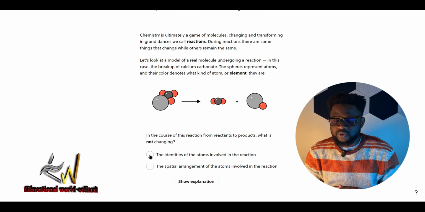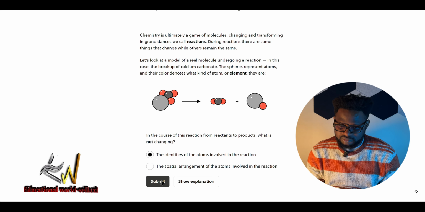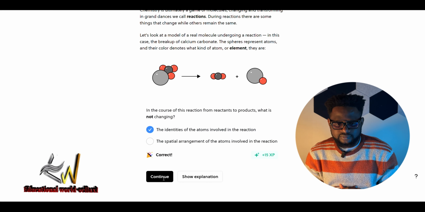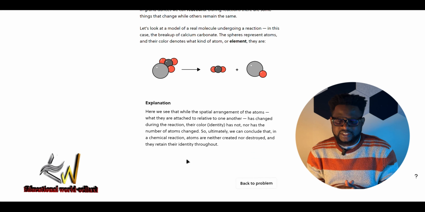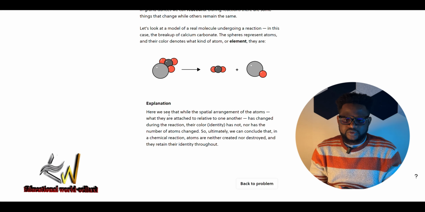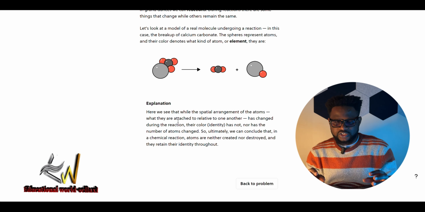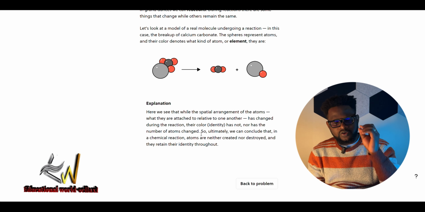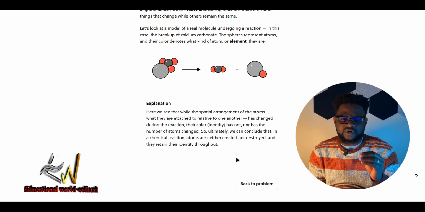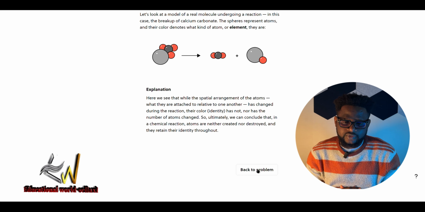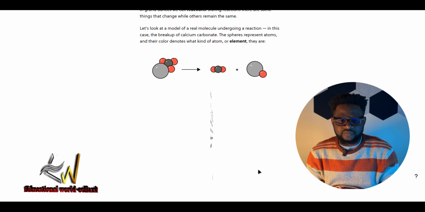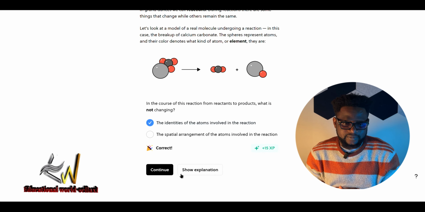The identity of the atoms involved are not changing, and that's correct. So let's look at this. That's the explanation I have made all this while. The spatial arrangement of atoms changes, whereas the identity of the atoms, in this case the color of the atoms, remains the same. All right, so let's continue to our video lesson.